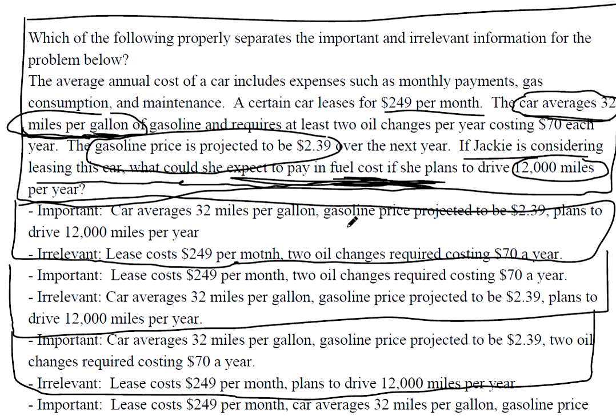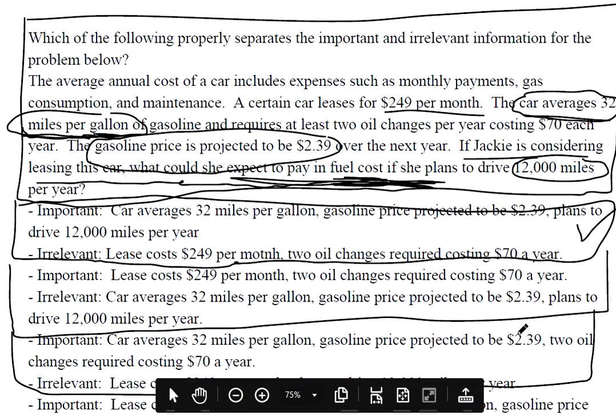32 miles per gallon, gasoline price, and plans to drive 12,000 miles. That's what we said was part of the cost. We said those are important. The cost for the fuel, not the cost for the car. What's irrelevant? It's irrelevant that the car leased for $249 a month. We don't care about that. We don't care about the cost of oil change because our question is just about fuel costs. So it looks like the first option is the right one.